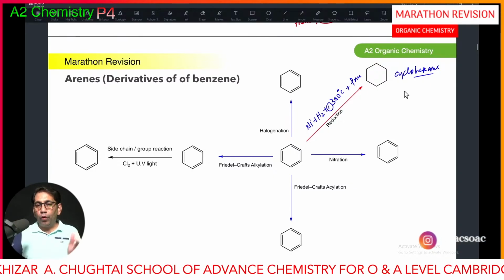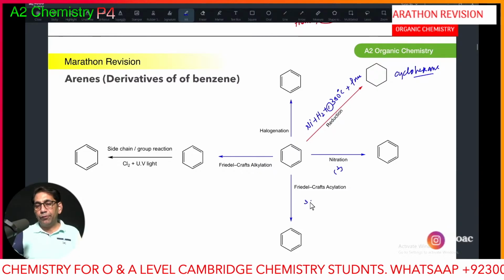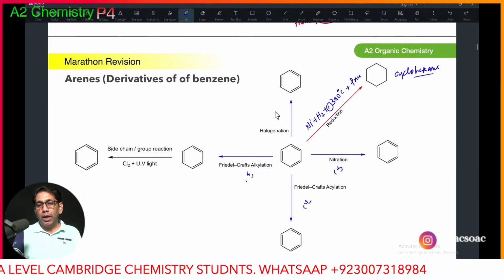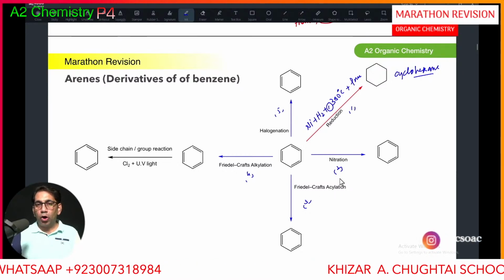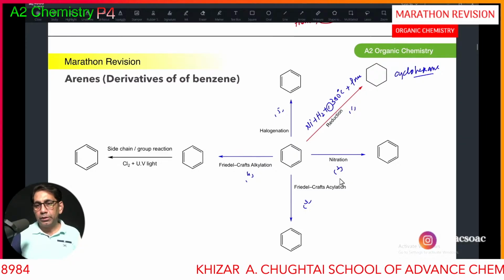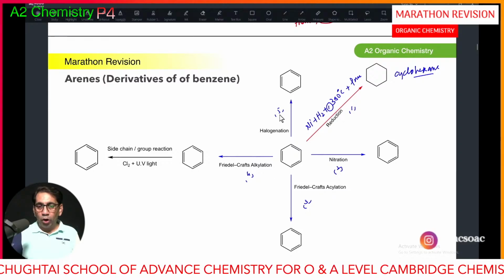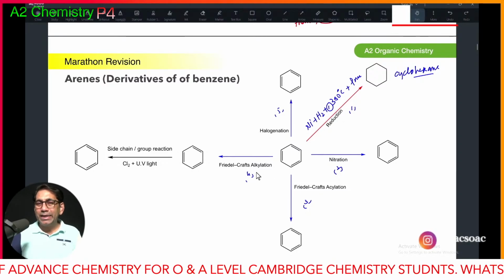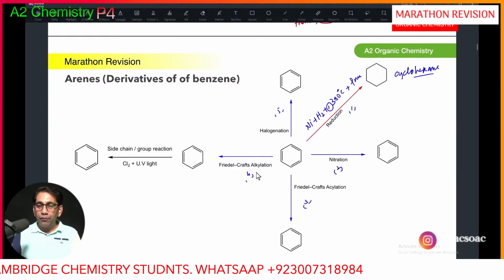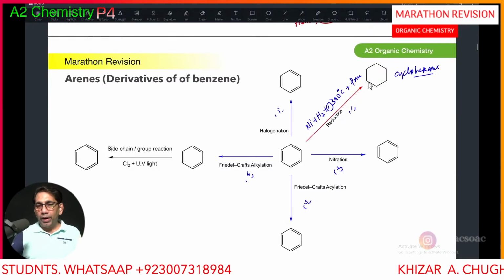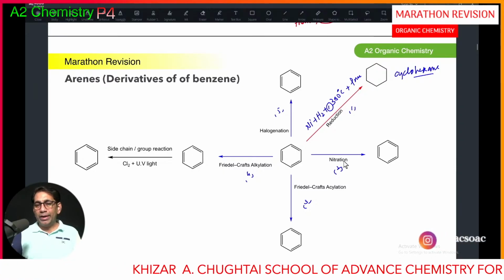The other 4 reactions, let's suppose reaction number 2, 3, 4, and 5, with this being reaction number 1, do not show this style of reaction. In all these 4 reactions, benzene is not going to behave as an alkene. It shows a unique, different behavior. So there is only one reaction that is very similar to alkene, that is this one. Come towards the next one, nitration.